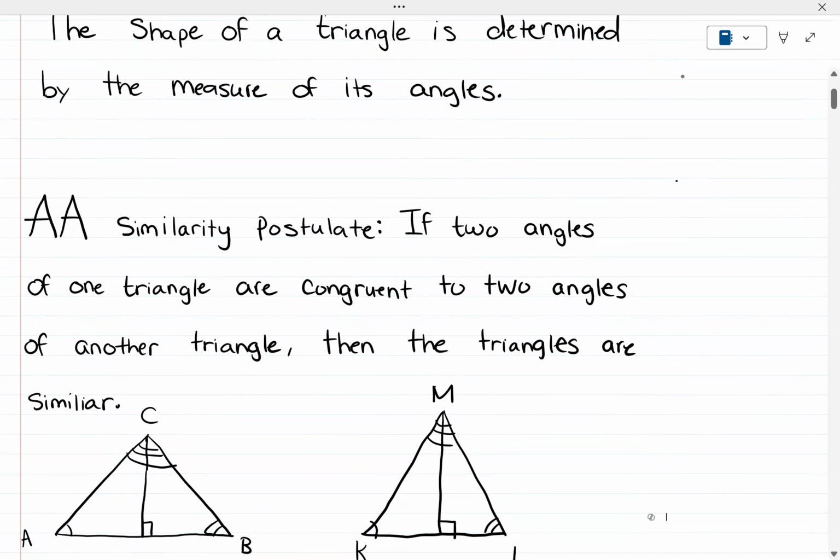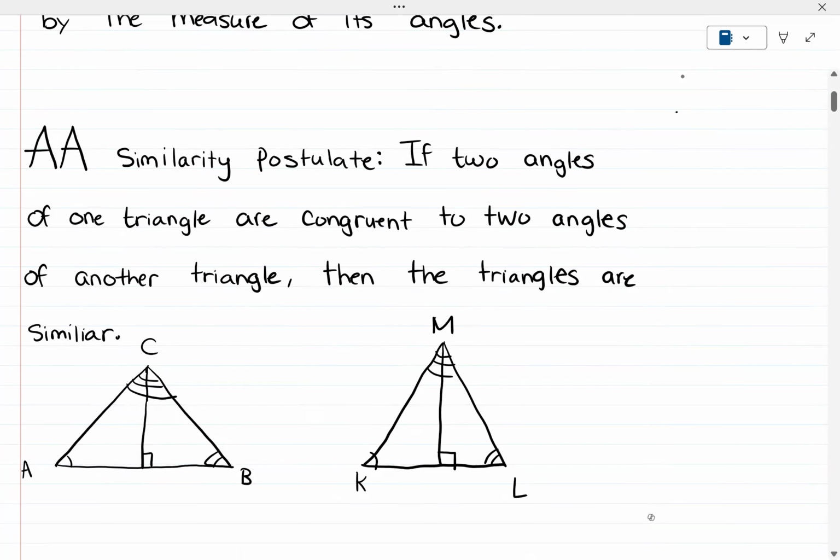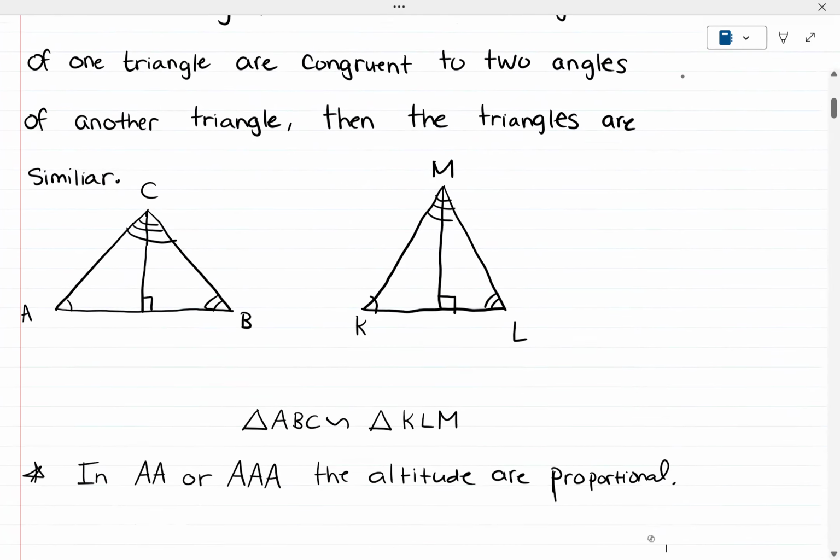Let me read it again. If you have two triangles and two of the angles of one triangle are congruent to two angles of another triangle, then the triangles are similar. It doesn't mention anything about side lengths. It just says that if two angles are the same in both triangles, they are similar.